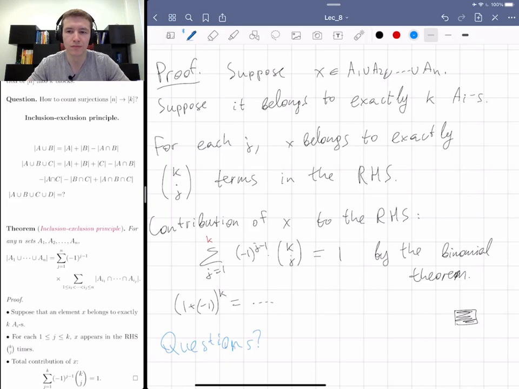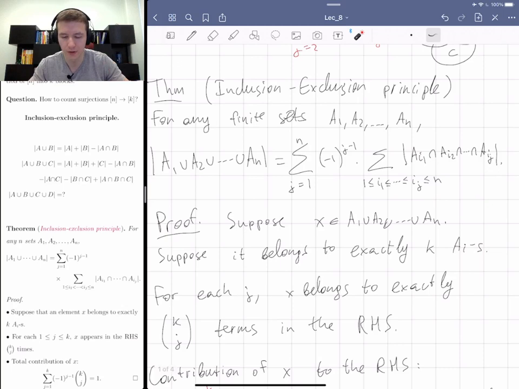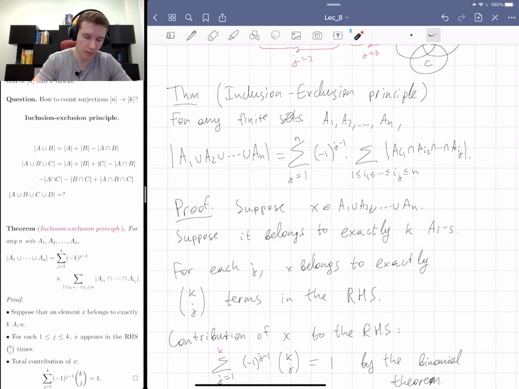The inclusion-exclusion principle is, again, pretty fundamental and kind of simple, but you always have applications which are sort of tricky. One application is going to be that I'm going to try to count these surjections. So the question is, how is this inclusion-exclusion principle relevant to the problem of counting surjections from bracket N to bracket K?